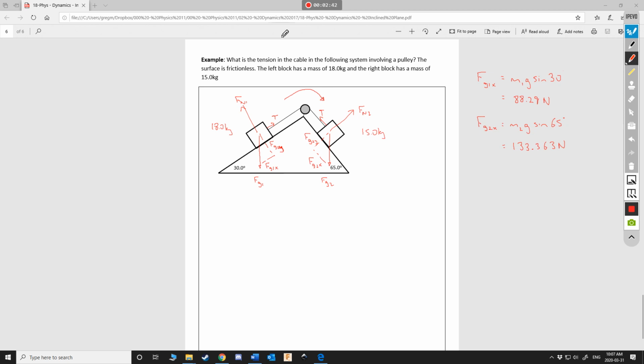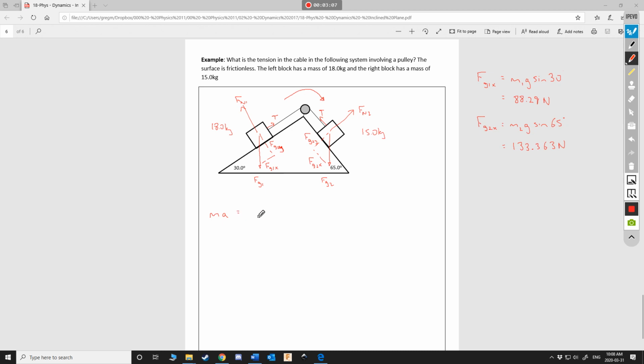So now we need to create our net force equation. In the end, we're trying to find the tension in the rope, but before that, we need to know the acceleration. So we're going to say ma, and our direction is along the rope path.